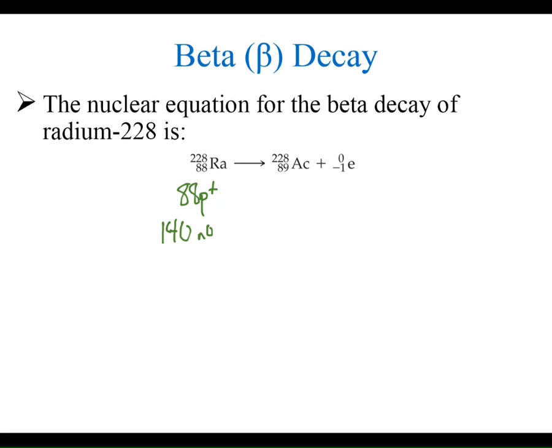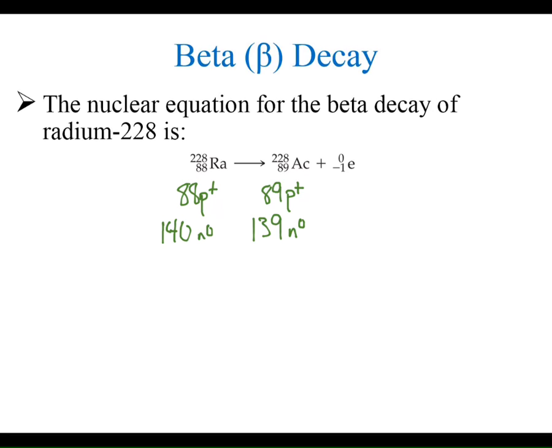Then it becomes actinium-228. How many protons does actinium-228 have? 89. How many neutrons must it have then? 228 minus 89. So yes, between the left and the right side, it gained a proton and lost a neutron. So yes, we took a neutron and turned it into a proton. We turned a neutron into a proton.